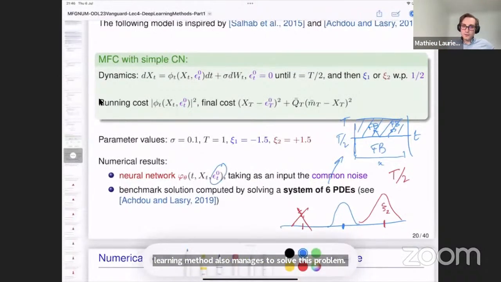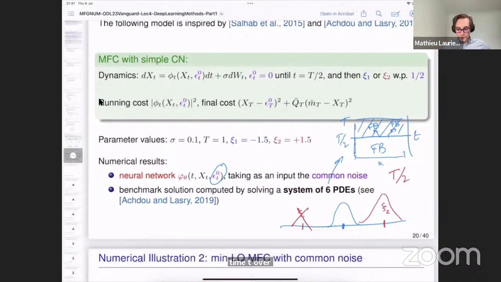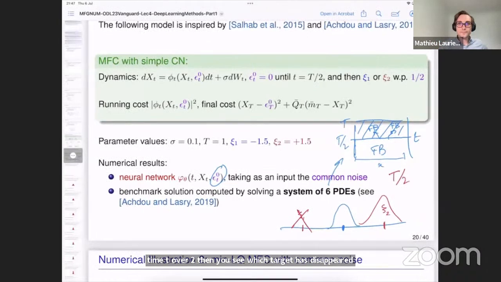We add the realization of the noise in the neural network, but not the whole trajectory. We cannot anticipate the future. So we just put the common noise at the current time. So up to time T/2, you don't know anything. And at time T/2, then you see which target has disappeared. So you can choose your direction accordingly.